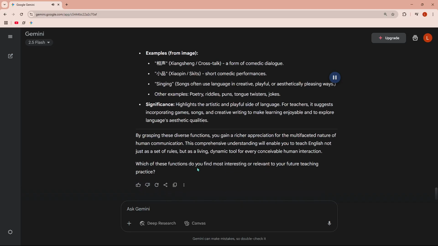By grasping these diverse functions, you gain a richer appreciation for the multifaceted nature of human communication. This comprehensive understanding will enable you to teach English not just as a set of rules, but as a living, dynamic tool for every conceivable human interaction. Which of these functions do you find most interesting or relevant to your future teaching practice?